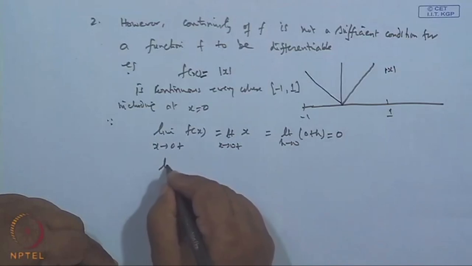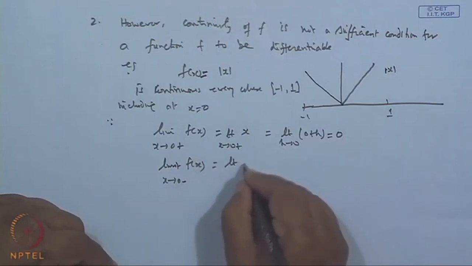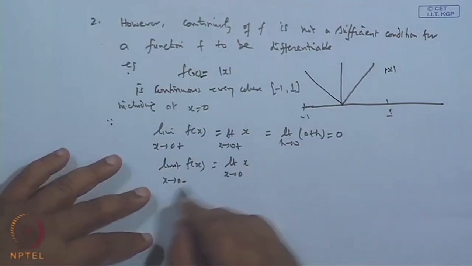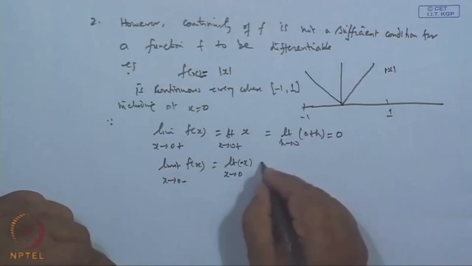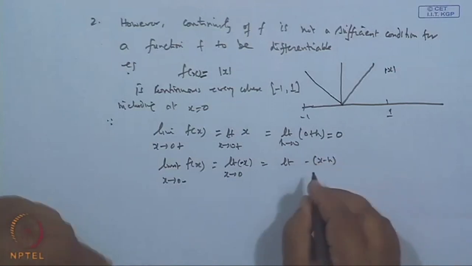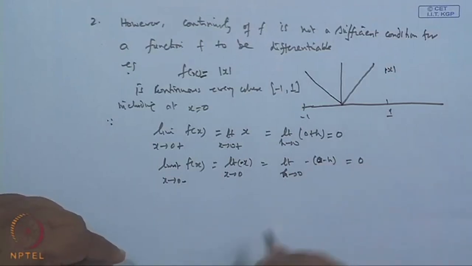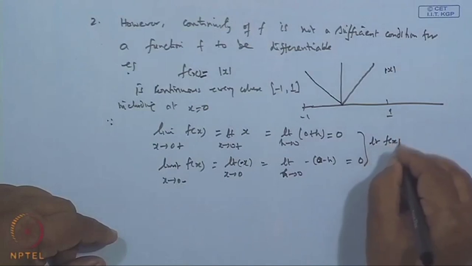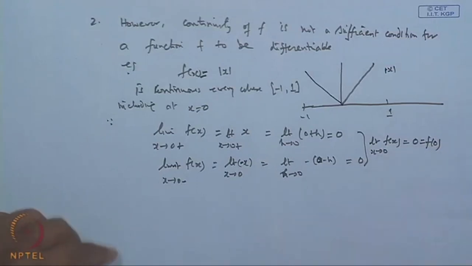And if you look at the limit of this function f(x) when x tends to 0 from the negative side, then mod of x is minus x. So, this is minus x, with x tends to 0, that is, x equal to 0 minus h, a negative quantity, and h tends to 0. So, we get again 0. And the value of the function is f(0). So, the limit of the function f(x) when x tends to 0 is 0, which is the same as f(0). So, the function is continuous at 0.